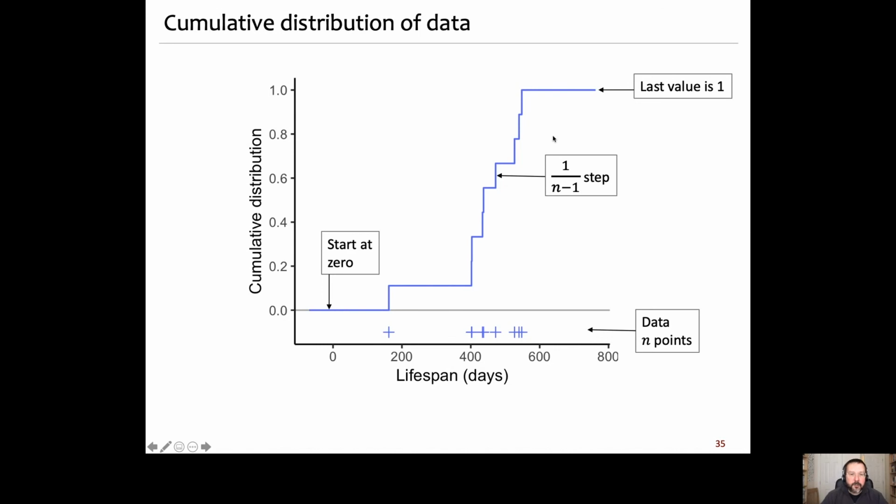This will work if you increase your value of the cumulative distribution by 1 over n minus 1. Why is it n minus 1, not 1 over n? Well, this is because there are n minus 1 intervals between n data points. If you imagine 3 data points, there will be 2 intervals between them, one from 1 to 2 and from 2 to 3. This is how you build the cumulative distribution of any data set.